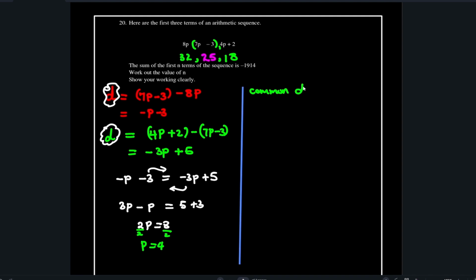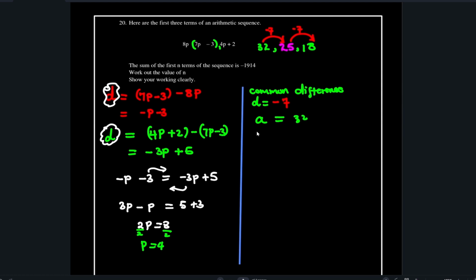From here, we can see the common difference. What do you do to move from 32 to 25? Negative 7. So 32 minus 7 is 25, and 25 minus 7 gives us 18. So the common difference is negative 7, and the first term is 32.